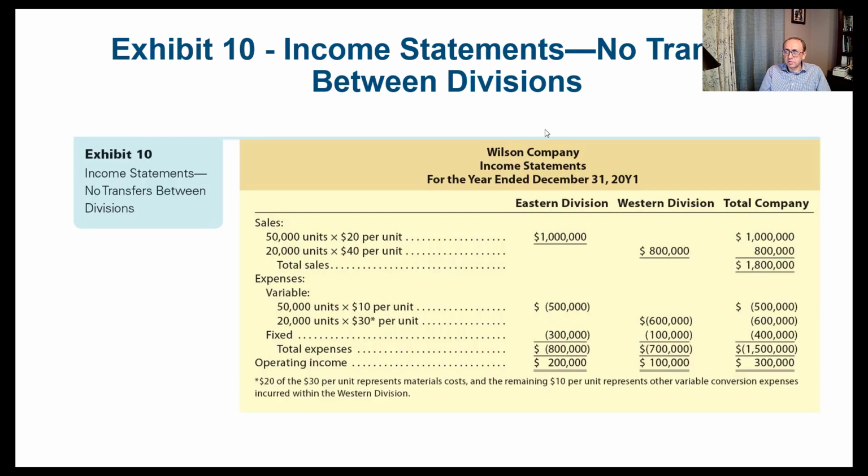So here we have an income statement, but here we are assuming no transfers between divisions. So we have the Eastern division, we have the Western division. They have 50,000 units, that's their capacity at $20 per unit.